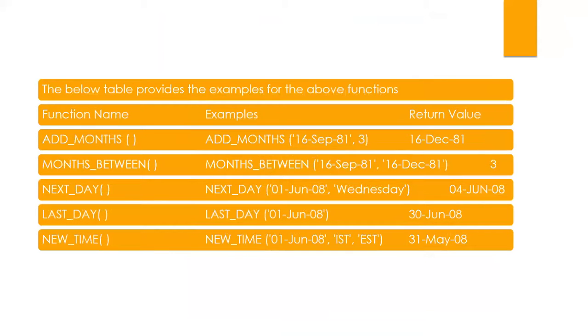Some examples of date functions: add months of 16 September 81, comma, 3, so the output is 16 December 81. The 3 months will be added. Months between 16 September 81, comma, 16 December 81, the answer is 3. Next day of 1st June 2008, a Wednesday, so the output is 4 June 2008. Last day of 1st June 2008 is 30 June 2008.